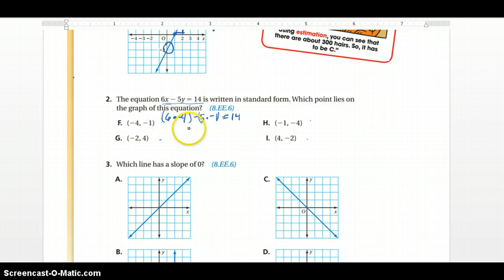Well, 6 times -4 is -24. 5 times -1 is -5. I'm going to subtract that to see if it equals 14. -24 minus a -5 is like plussing a positive, and that equals -19. So that one does not fulfill the requirements. It is not F. You need to guess and check and put each x into where 6 times it and each y into 5 times it with the subtraction sign there also.